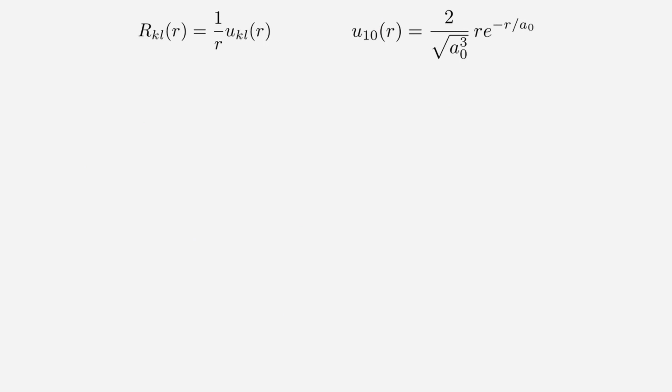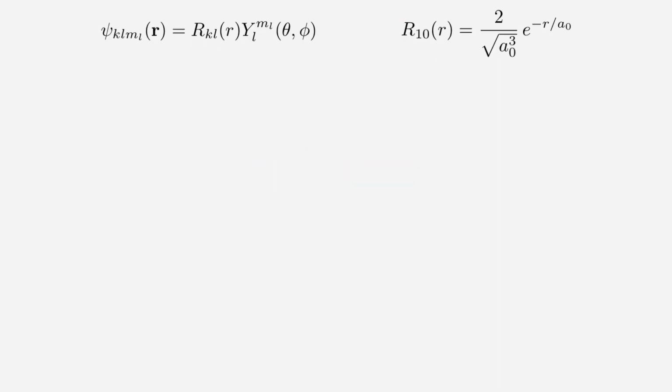Okay, we are almost done. The next step is to go to the original radial function. In the ground state, this is R10. Inserting the expression for u inside this equation, we get the prefactor times the exponential. Finally, the full eigenfunction is given by the product of the radial function and the corresponding spherical harmonic. In our case, as L equals 0, then ML only has one possible value, which is also 0.